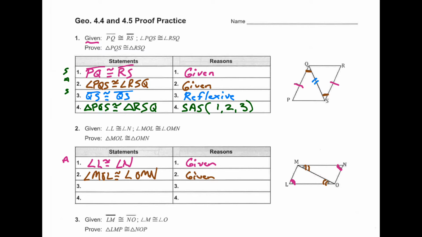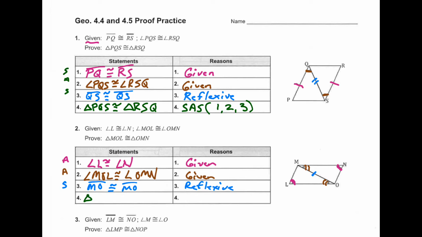And once we have that information, that's awesome. We're out of givens. So now we want to see if we have more information that those given statements give us, which they don't. So then we're looking for invisible pieces of information. And once again, we're going to have this same reflexive line congruent. It's going to be that segment MO is congruent to segment MO because that's reflexive, which gives us a side. And now we do have three parts of the triangles that are congruent.